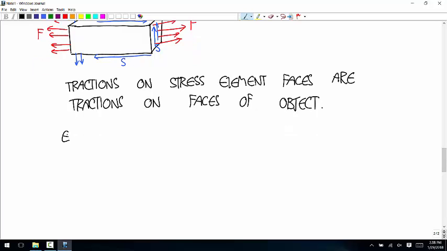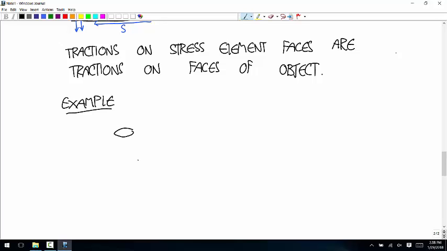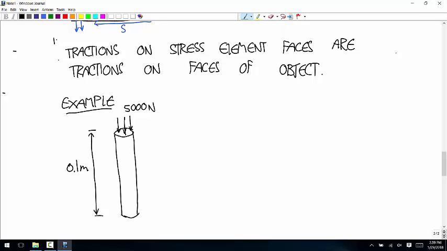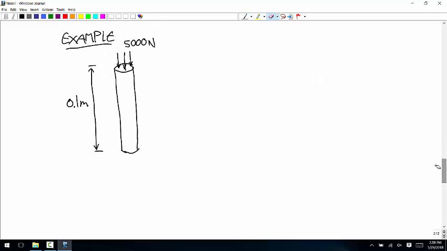Okay, so let me do an example. Let's say that we have a circular cylinder, the length is 0.1 meters. We have a uniform distributed load on the top of 5,000 newtons, and the same thing on the bottom. And let's say that the radius of this circle is 1 centimeter, 0.01 meters.